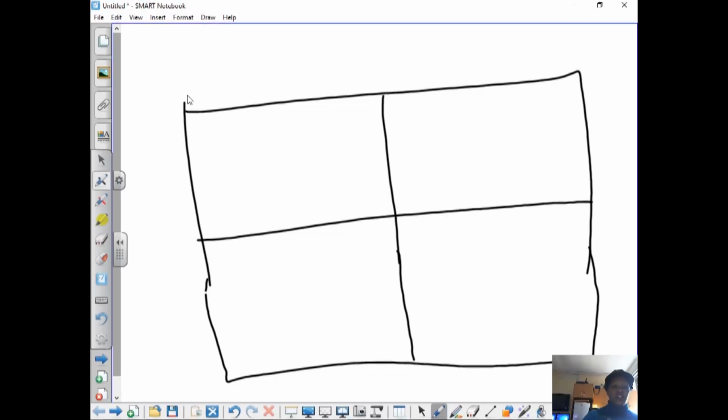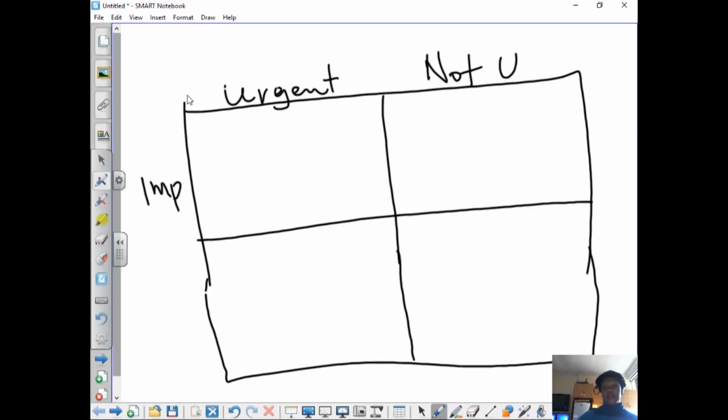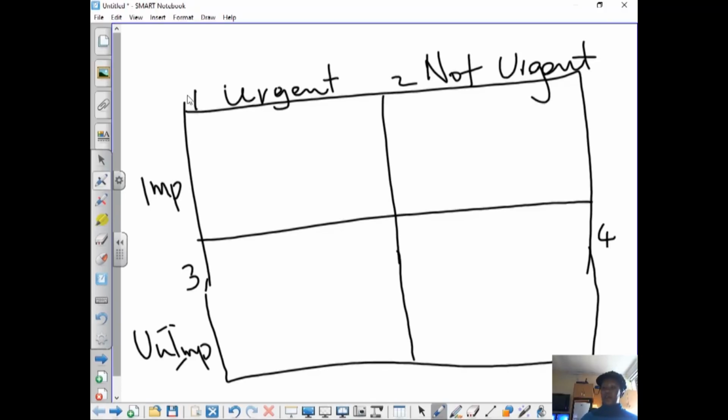Here you have the urgent stuff, which is important, and here you have the not urgent stuff of your life, and here you have unimportant, whereas and so forth. So you have your first quadrant, second quadrant, third and fourth. What is going on here on the urgent stuff?